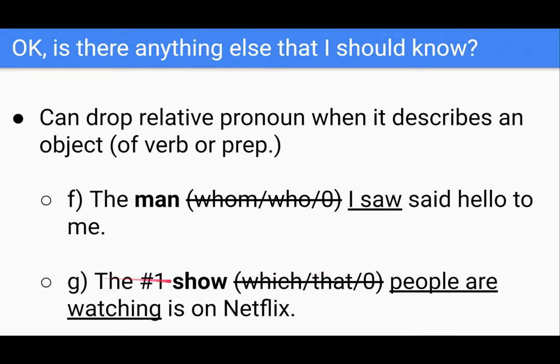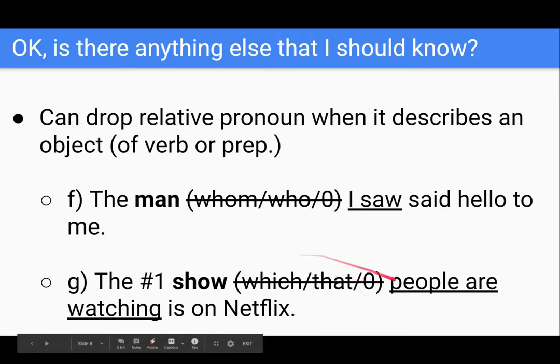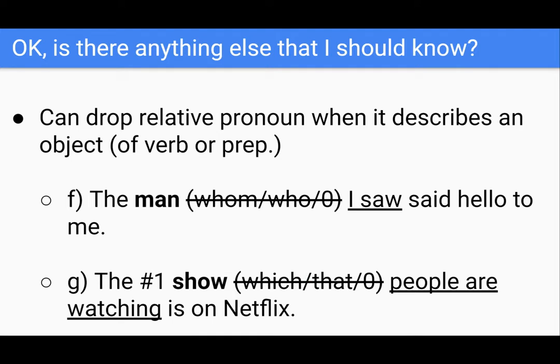Okay, or here, this one, example G, the number one show, which, that, or zero, people are watching is on Netflix. So the number one show people are watching is on Netflix. Usually these get dropped. Okay, so just be ready to see that, I guess.